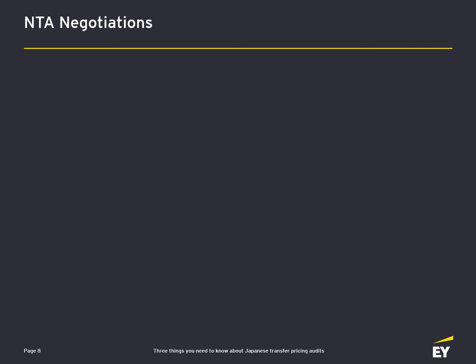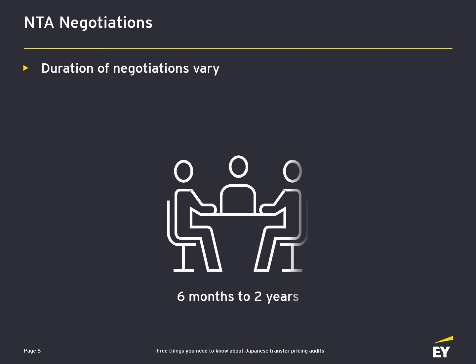So, in a bilateral APA, what does the negotiation process look like? Well, the National Tax Agency team communicates and negotiates with the other tax authority over a period of time. This time period varies, and if you are lucky it could be a few months, though it's more typically between 6 months and 2 years.